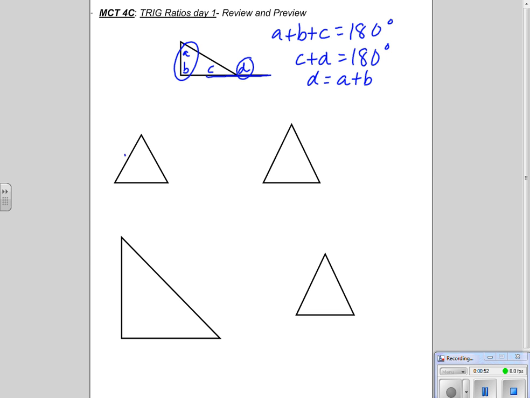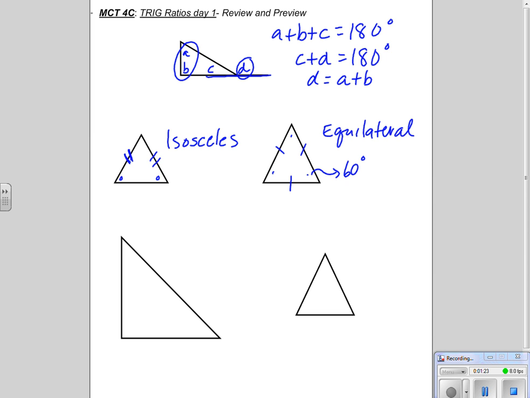We have different types of triangles. If we have two sides similar, we have an isosceles triangle. And that allows us to mark equal angles in the bottom two corners. An equilateral triangle has all three sides the same, and therefore all three angles. All three of those angles would be 60 degrees.